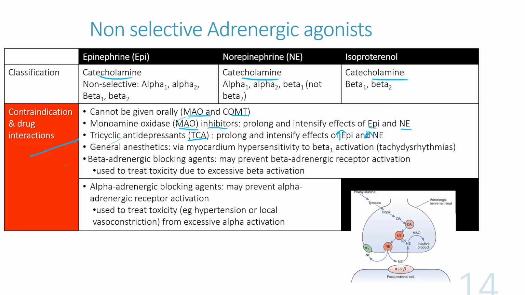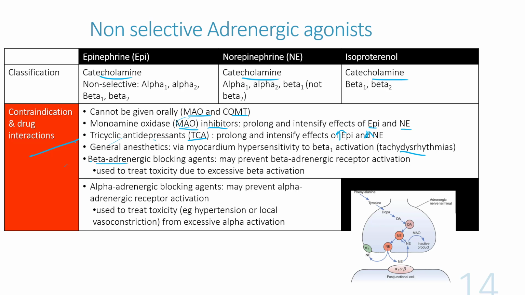General anesthetics work on the myocardium to make it super sensitive to beta-1 activation, and beta-1 activation is done with any of these 3 drugs. And so what happens is it can intensify the adverse effects, right? And then another drug interaction is beta blocking agents, because then it basically cuts the beta-1 stimulating effects of these 3 drugs.